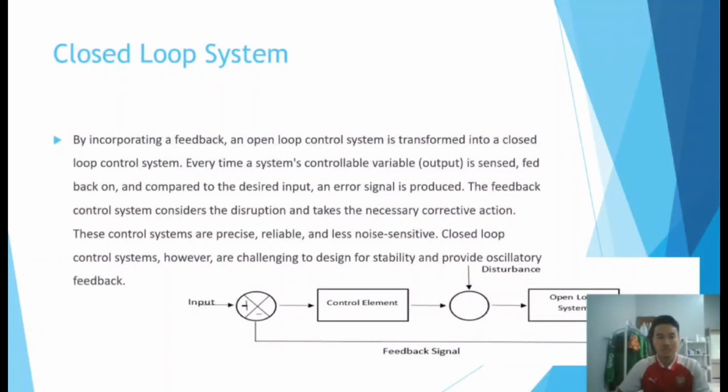Secondly is the closed loop system. By incorporating a feedback, an open loop control system is transformed into a closed loop control system. Every time a system's controllable variable, which is output, is sensed, fed back and compared to the desired input, an error signal is produced. The feedback control system considers the disruptions and takes the necessary corrective actions. These control systems are precise, reliable, and less noise sensitive. Closed-loop systems, however, are challenging to design for stability and provide oscillatory feedback.